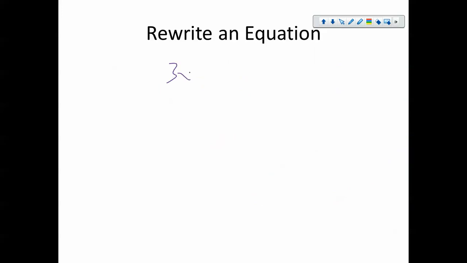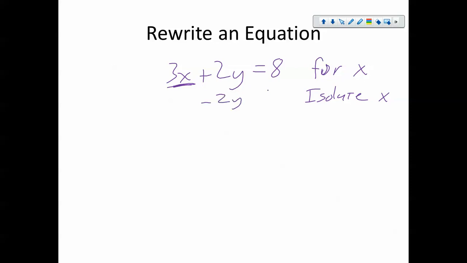3x plus 2y equals 8. And we're going to solve for x, right? When I write for x, what that means is that I need to isolate the x. Isolate the x. Get the x by itself. So, that's my x term. That's what I'm trying to get by itself. So, I want to get rid of the 2y first. And so I'm going to use inverse operations to get rid of that. If this is a plus 2y, I'm going to subtract 2y.